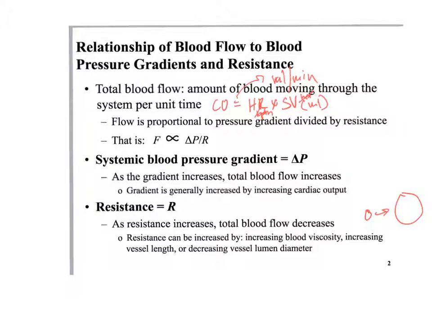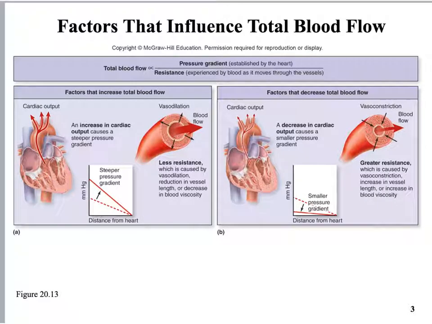All right? And I put in cardiac output here because we're going to talk about how your body controls this relationship. Okay? How does your body control that relationship? There's a number of ways. Okay? So what you're looking at here in this picture, total blood flow related to cardiac output. All right? Pressure gradient, that's established by the heart through its systolic contractions, right? And then the resistance experienced by blood as it moves through the vessels. So if you have that resistance, what ends up happening? Okay? So let's look over here.